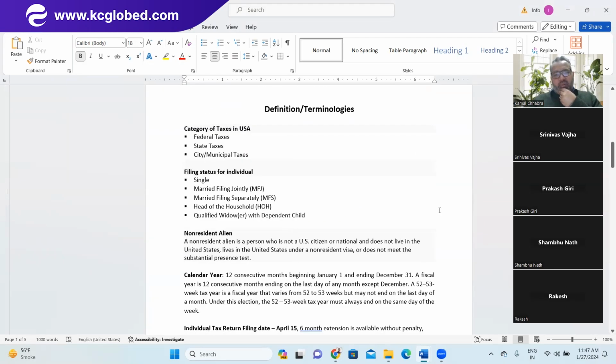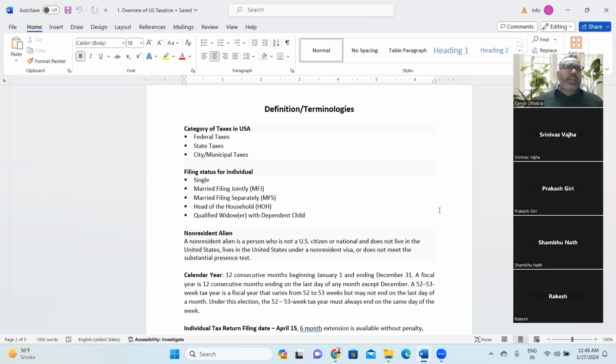Now we are jumping onto the definitions and terminology which are different in US than India. The first one which I was telling you about is the category of taxes. So in terms of category of taxes, there is federal tax, state tax, city or municipal tax. So these all are direct taxes, or income tax, right? In addition to that, there is indirect tax which is sales tax, right? So that will also be there. But in the CPA curriculum, we'll be studying the federal taxation.